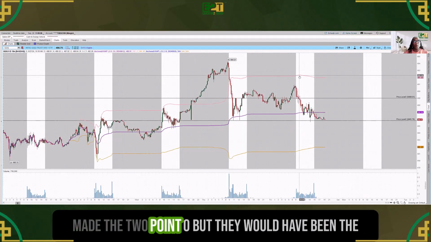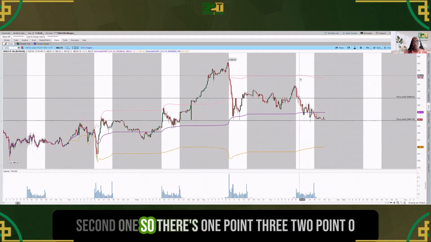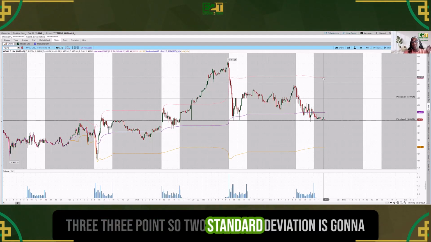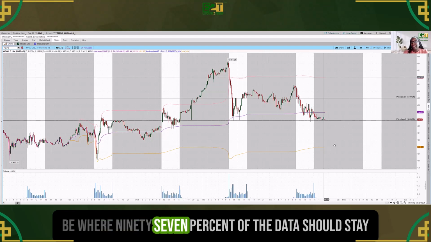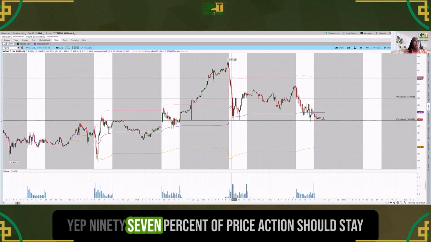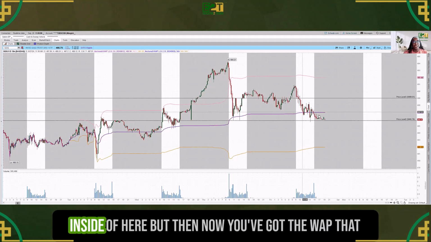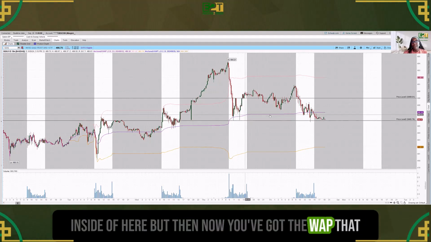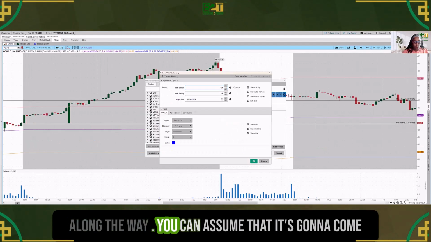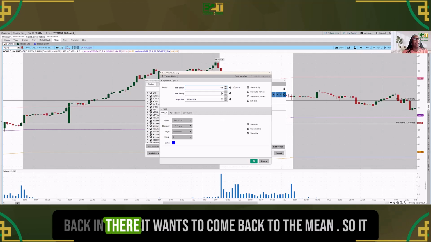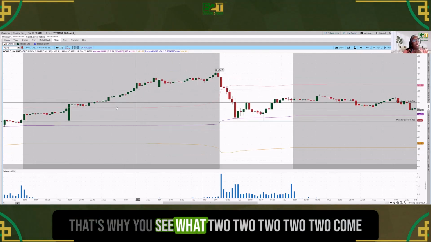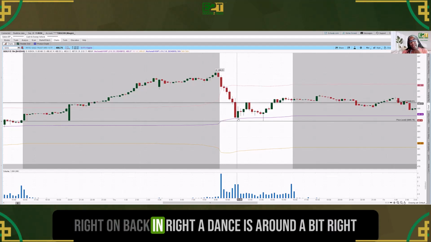I made the 2.0, so they would have been the second one. So there's 1.3, 2.0, 3.0. So 2 standard deviations is going to be where 97% of the data should stay between in here. Yep, 97% of price action should stay inside of here. But then now you got VWAP that was keeping you centered along the way. You can assume that it's going to come back in there. It wants to come back to the mean. So that's why you see it come right on back in, right?